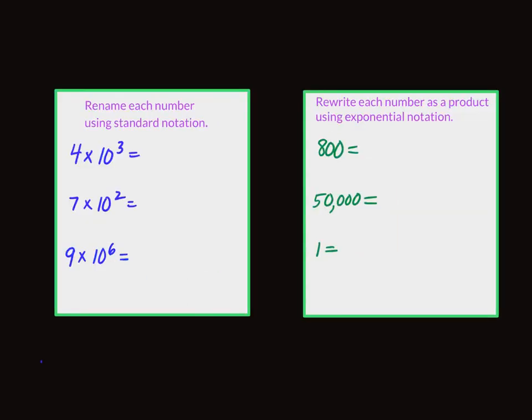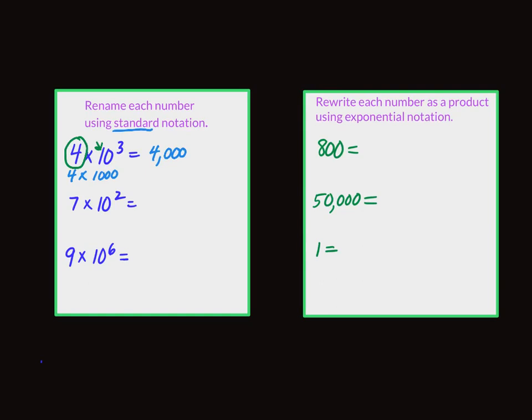Now we just have some other practice that we've been doing with standard notation and exponential notation. So the left box and the right box are opposites. What we're trying to do now in the left box is renaming each number using standard notation. Standard means just the normal way we would write a number. And the way we do this is, remember, 4 times 10 to the third is really 4 times 1,000, which is 4,000. Another way to think it through, it would be a 4, and since it's times the 1, we could just add on 3 zeros.